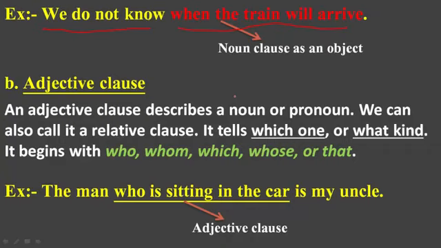Moving on, adjective clause. An adjective clause describes a noun or pronoun. We can also call it a relative clause. It tells which one or what kind. It begins with who, whom, which, whose, or that. Example, the man who is sitting in the car is my uncle. Here, you can easily get it. The adjective clause starts with who.